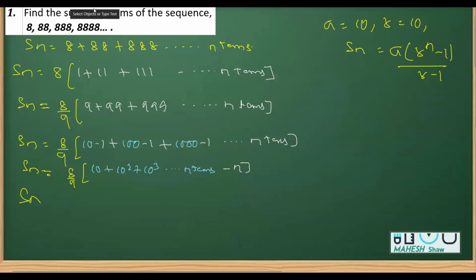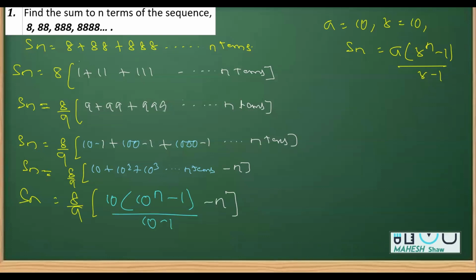So in the next step, we'll be writing Sn as 8 over 9. And as I said, we are going to apply the GP formula here, which is Sn as a. And what is a here? a is 10. As you can see, the first term is 10. Bracket r. r is 10 here. So that is 10 raised to the power n minus 1 over r minus 1, that is 10 minus 1. And we have minus n over here.